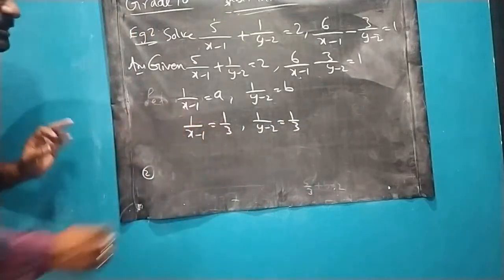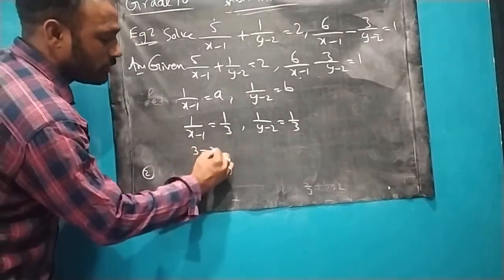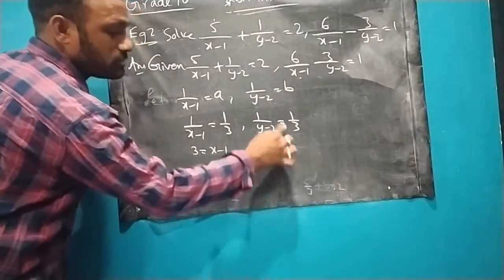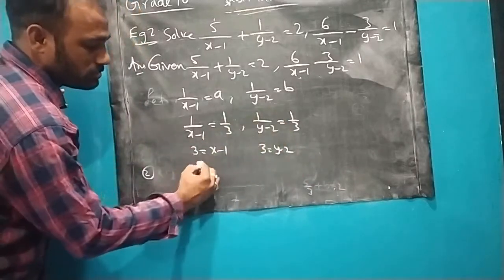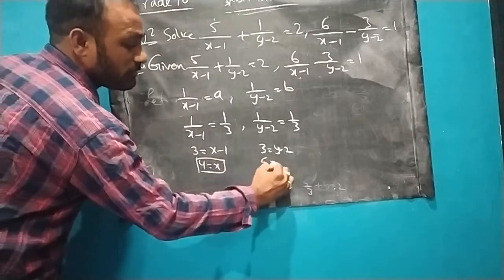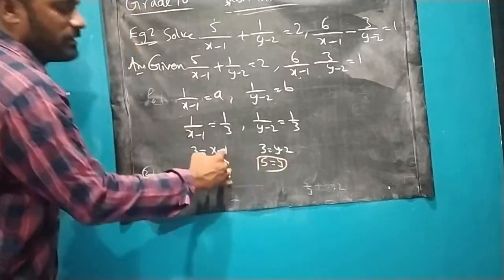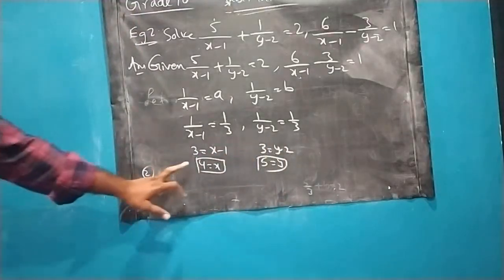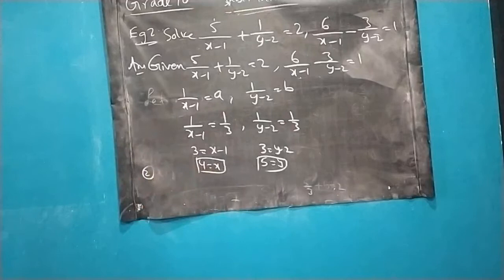Now let me do cross multiplication. It will become 3 is equals to x minus 1, 3 is equals to y minus 2. So 3 plus 1, 4 is equals to x. 3 plus 2, 5 is equals to y. Means if I transpose minus 1 and plus 2, it will be the answers. So the x value is 4 and the y value is 5.